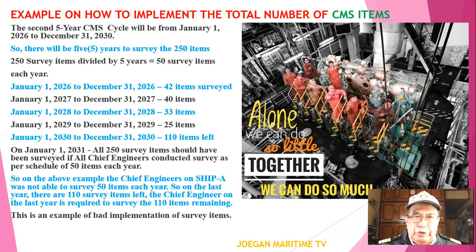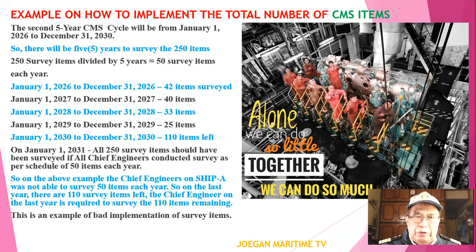From January 1 to December 31, 2026, 43 items surveyed. On January 1 to December 31, 2027, only 40 items were surveyed. January 1 to December 31, 2028, only 33 items surveyed. And on January 1, 2029 to December 31, 2029, only 25 items surveyed by the chief engineer.